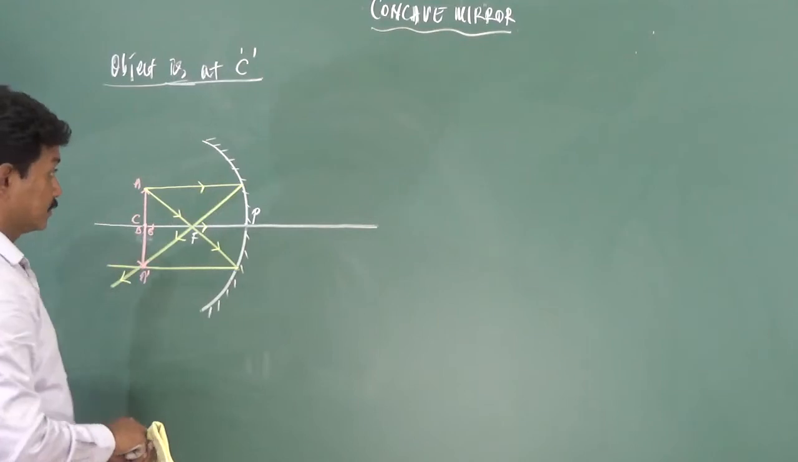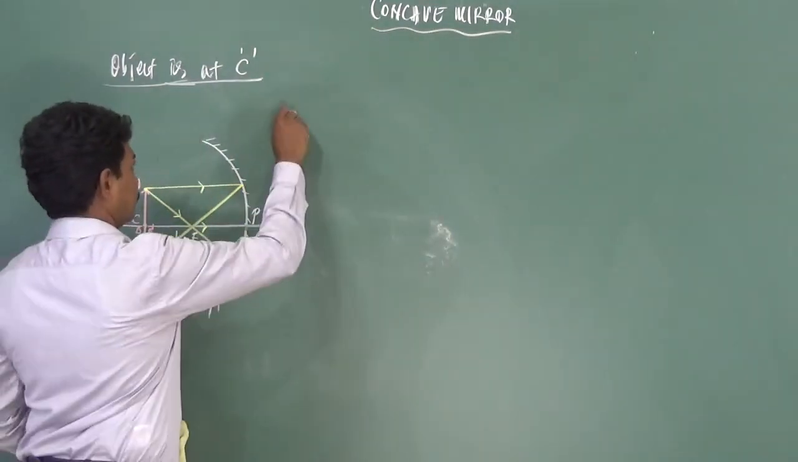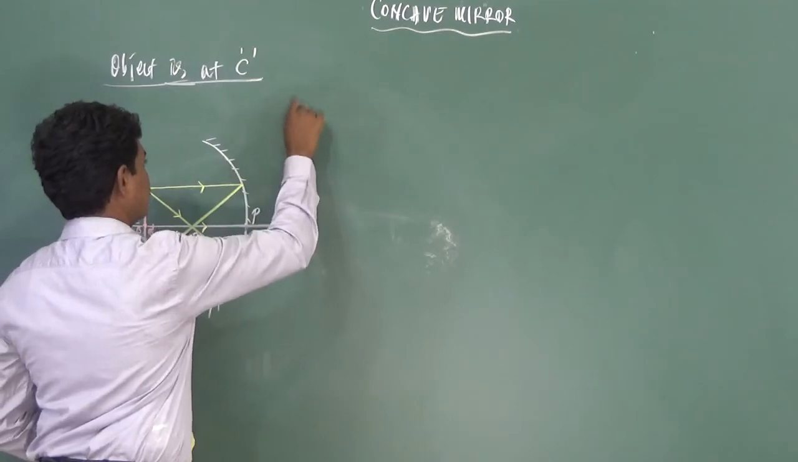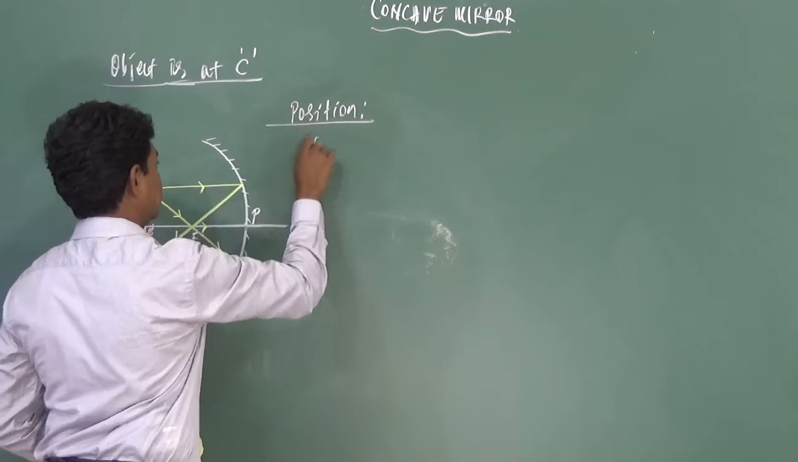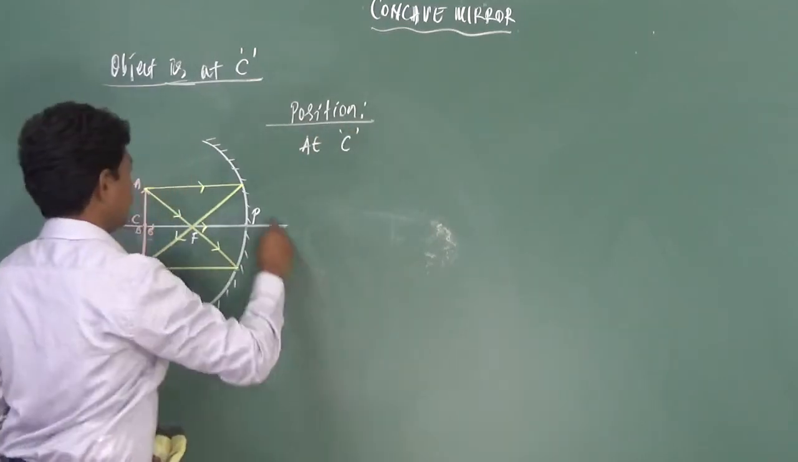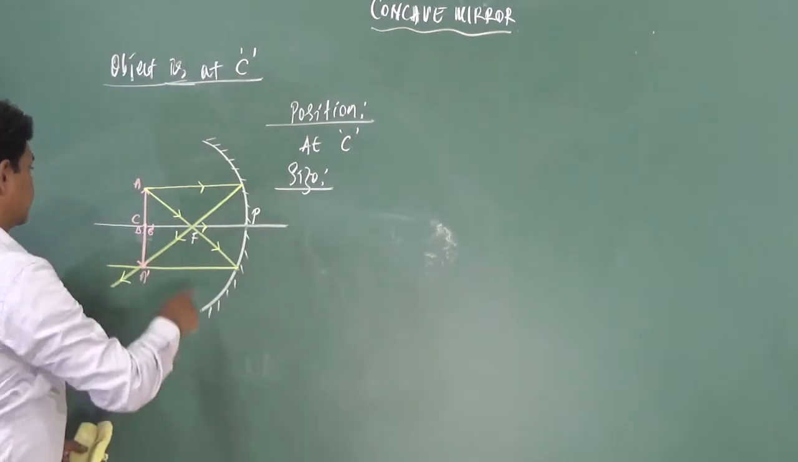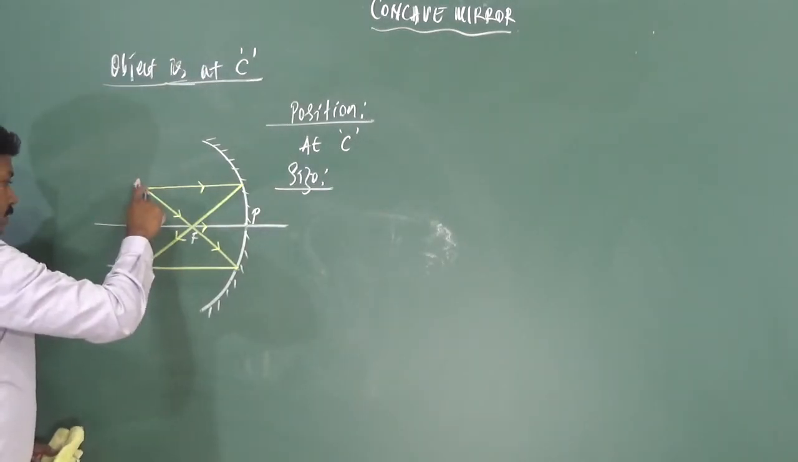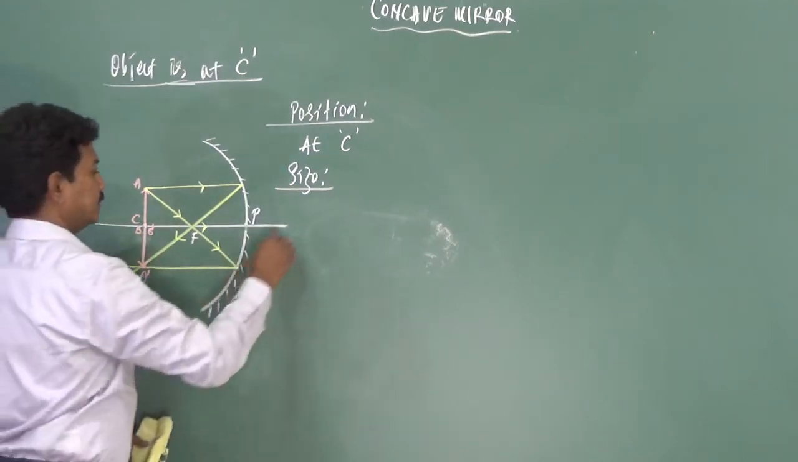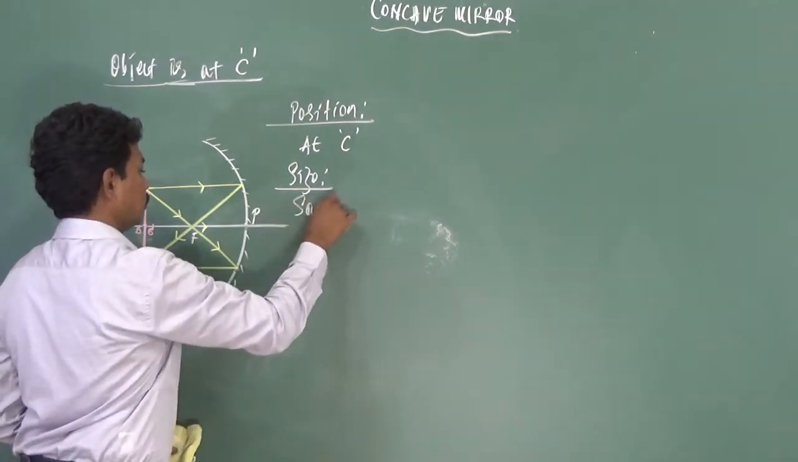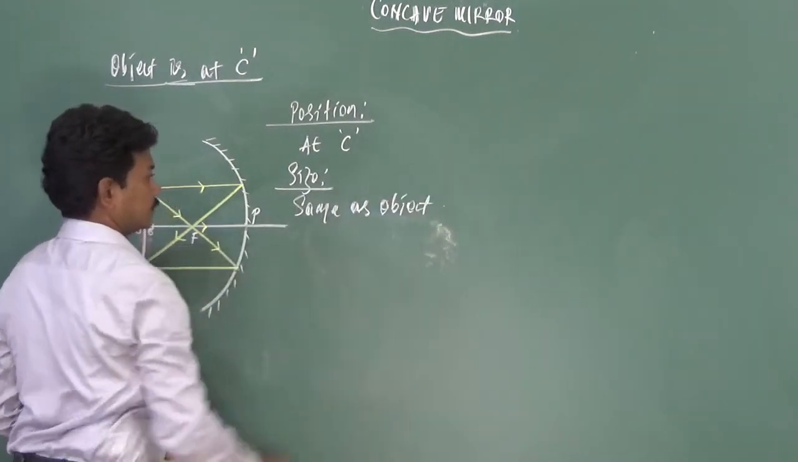So let us write the position. The position of the image is at C. So the size of the image: when we compare the length of AB with the length of A dash B dash, that is the image, the size is same as the object. Same as the object. That's very important.